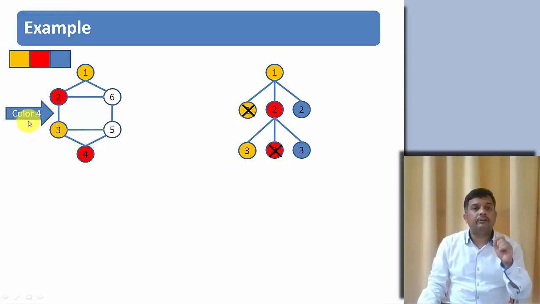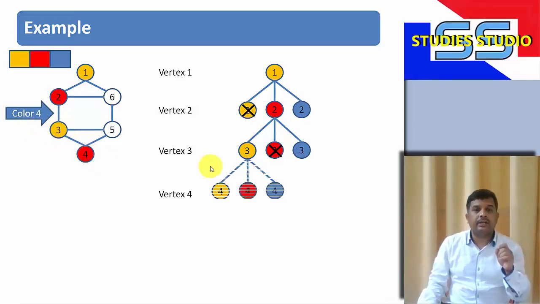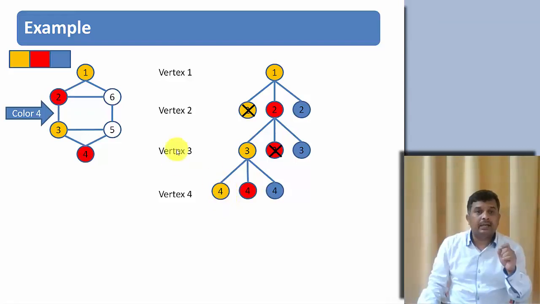Now let us see vertex 4. Can I give red? Let us check. Vertex 4 can have yellow, red or blue. But as vertex 3 is yellow, I cannot give vertex 4 yellow. So the options are red and blue. I have opted for red first.